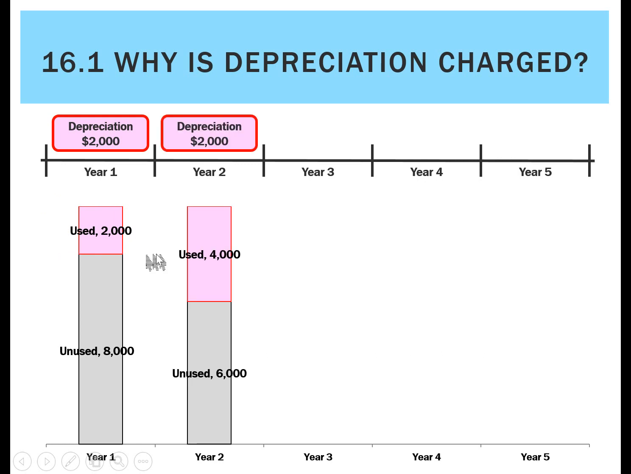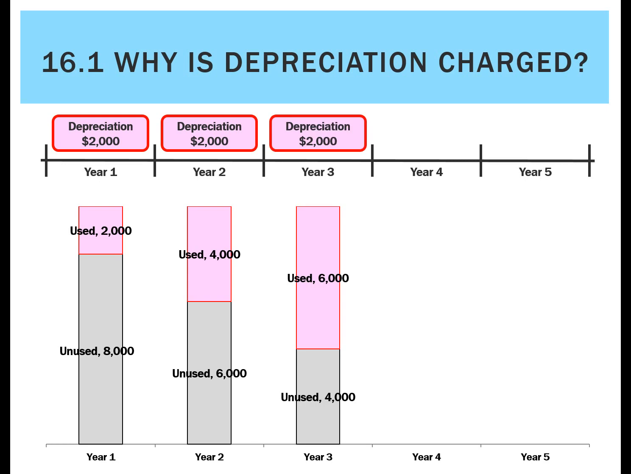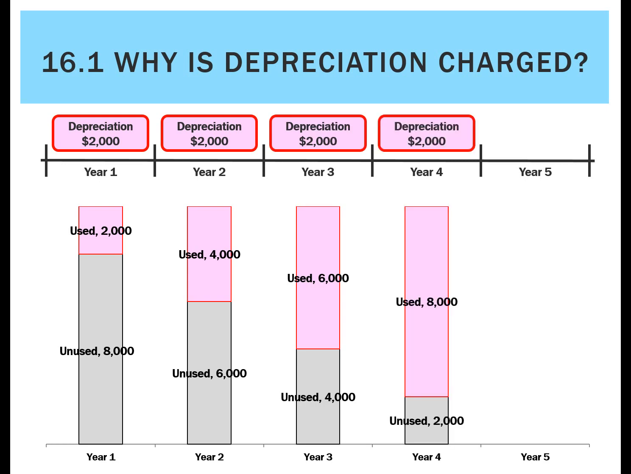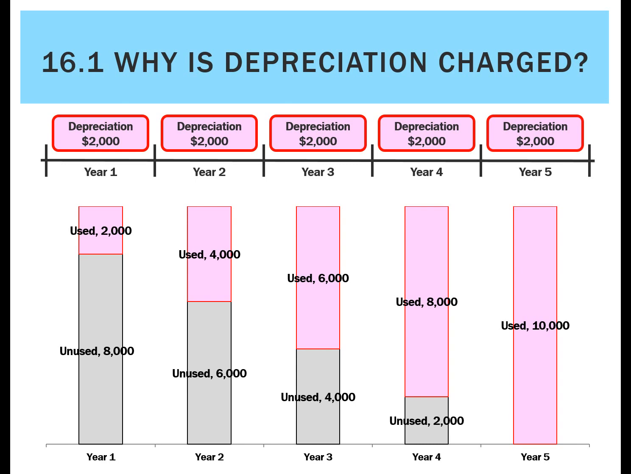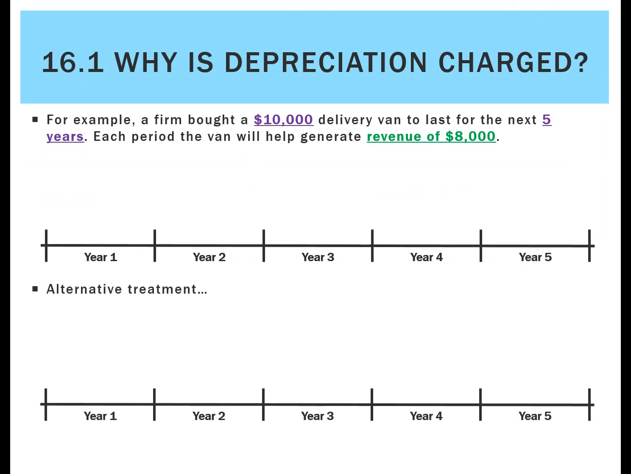Another year goes by, we've now consumed $4,000 of economic benefits, so our expenses are $4,000, and we've got $6,000 of economic benefits unused, which will be the carrying value of our asset. And as each year goes, we just add a little bit more to the used pile, and we eventually will use all the economic benefits, and then we'll dispose of the asset because there's no more economic benefits to be used.